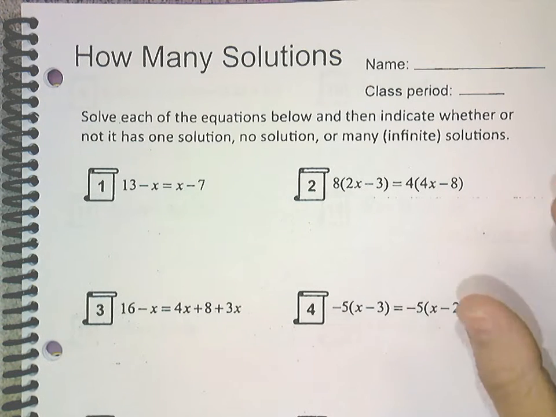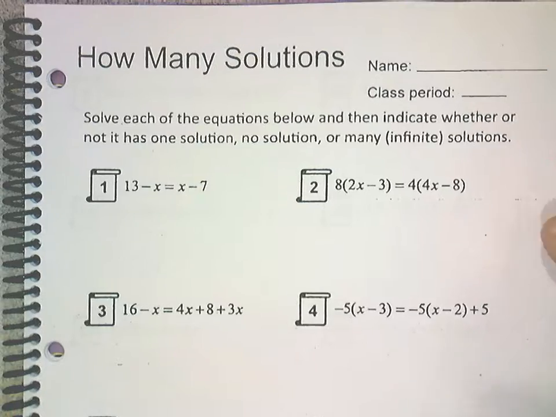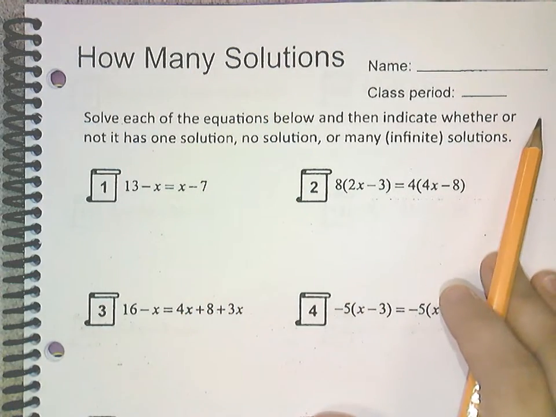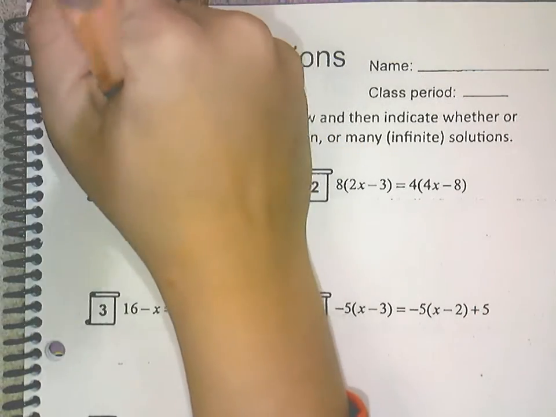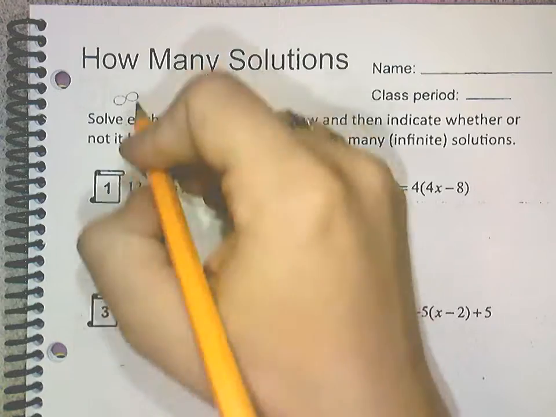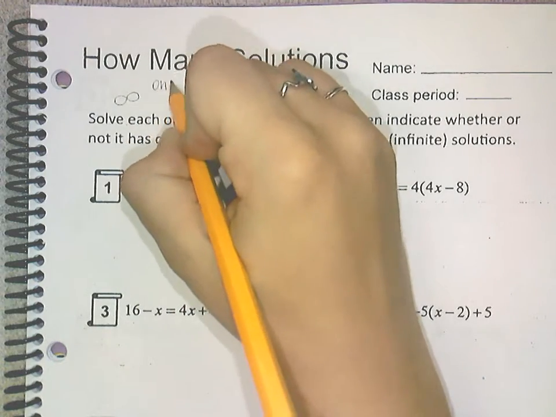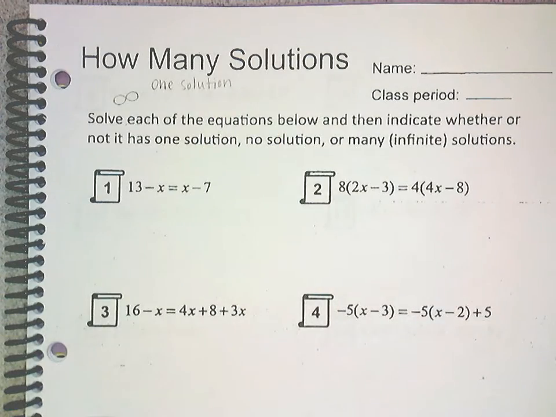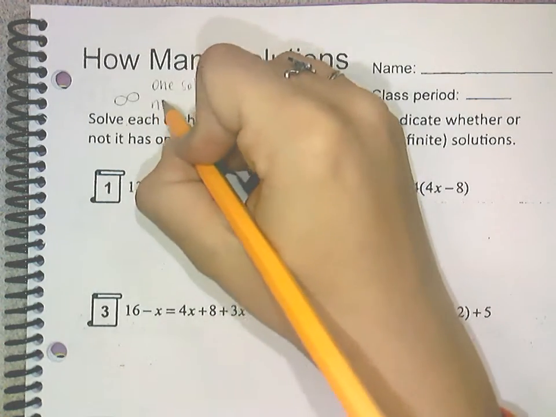Okay, so we are going to work on problems that we call how many solutions. There's going to be 3 answer choices. One of them is infinite, which we draw like this. Then there's 1 solution. And then there is no solution.